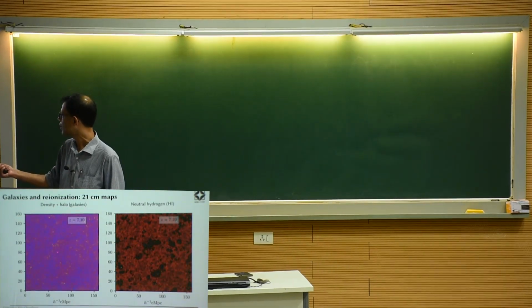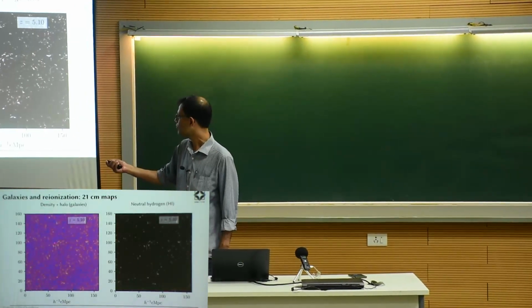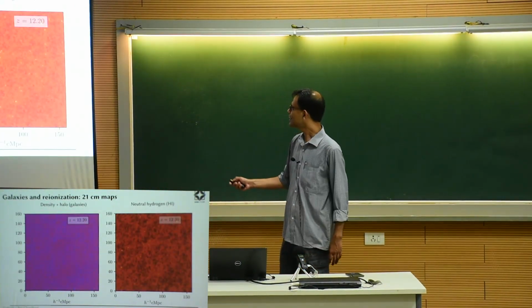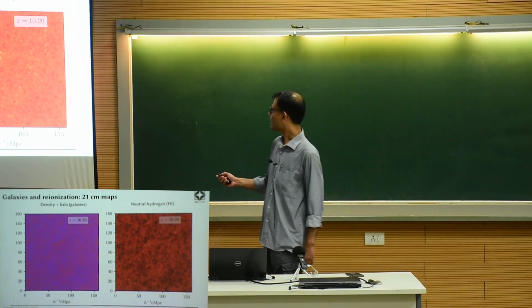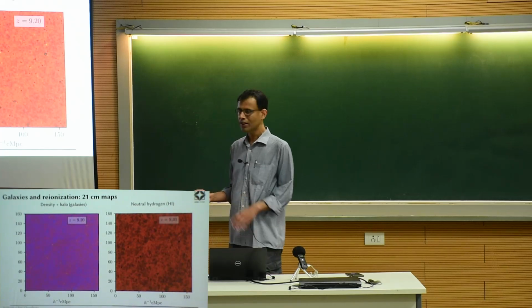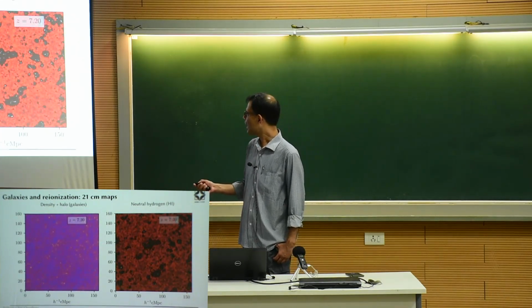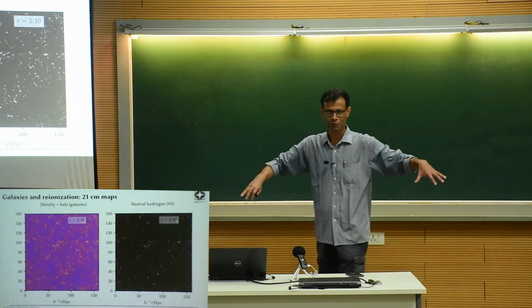You can see all these filaments, and these are the places where galaxies are formed. And then you can see voids and filaments very clearly. This is a map of neutral hydrogen. What you will see is that the red ones are neutral and the black ones are ionized. The moment you start forming galaxies, you see that it starts to ionize the surrounding media.